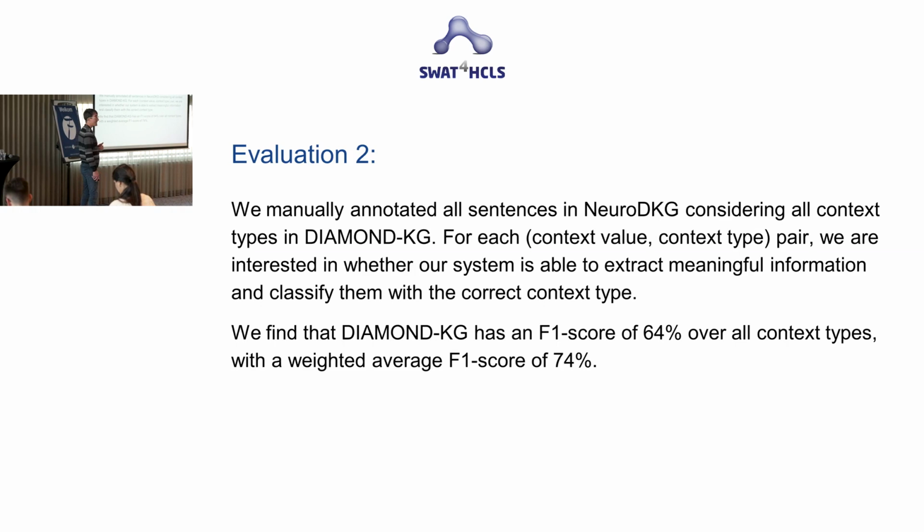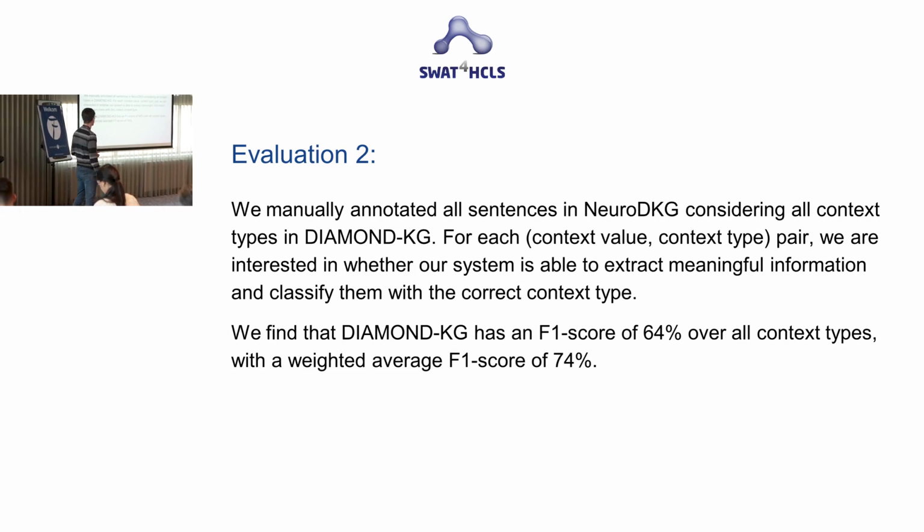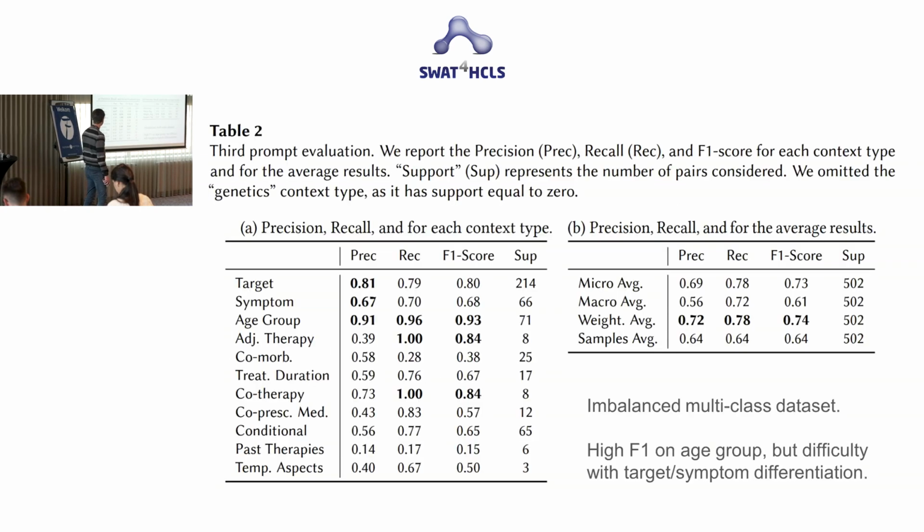We also annotated all the sentences ourselves again, for the expanded set of types that we were including. And then we did a comparison of the automated extraction versus the manual one. And so what we find is we get an F1 score across all context types of about 64% and a weighted average of 74%. And this is what we see for each of the individual contexts.